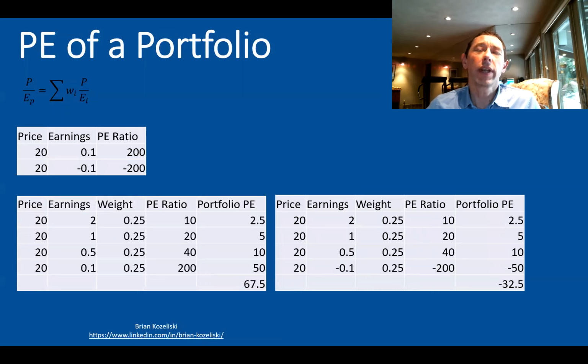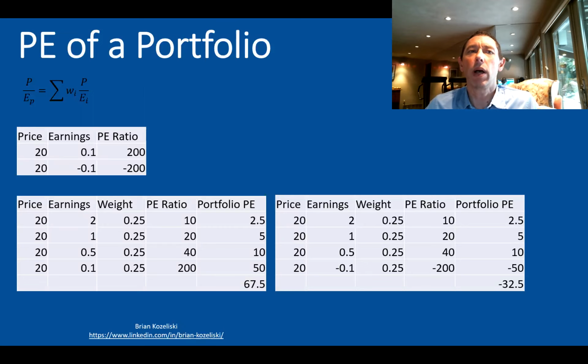Let's take another example, though. Let's consider that we want to sell that fourth asset that has the earnings of 0.1, and we want to instead buy an asset that has earnings of negative 0.1. In terms of their earnings, they're extremely similar, right? One is slightly above zero, one is slightly below zero. These should, intuitively speaking, have a minimal impact on the PE of the portfolio.